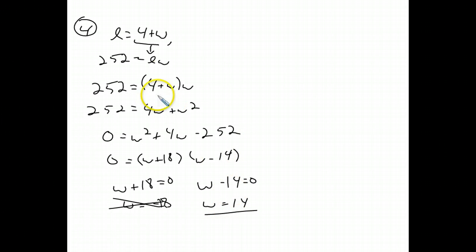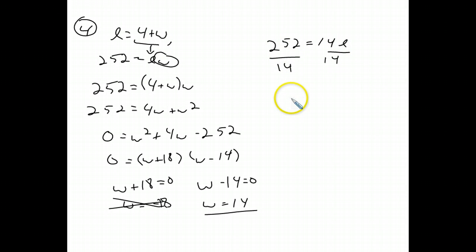Find your length, plug it into either one of these. This one will probably be the easier one for you guys because all you do is add 4. But I'm going to show you the other way since I did that way last time. So 252 equals 14L. Plug it into this one for my width. So then I'll just divide both sides by 14. So length should be 18. We have the length, we have the width.